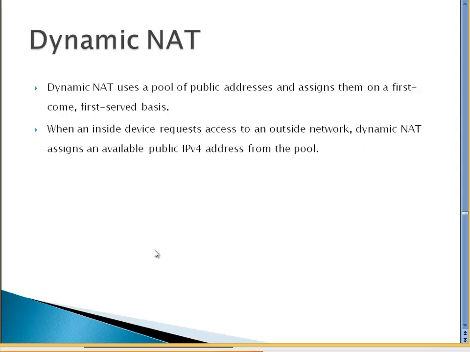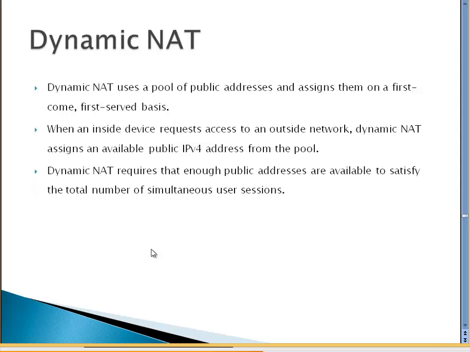Dynamic NAT uses a pool of public addresses and assigns them on a first come, first served basis. So when an inside device requests access to the outside network, Dynamic NAT assigns an available public IPv4 address from the pool. Dynamic NAT requires that enough public addresses are available to satisfy the total number of simultaneous user sessions.